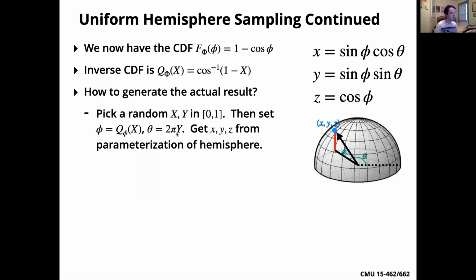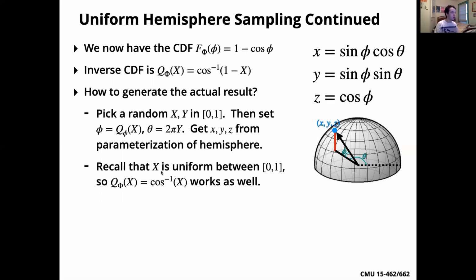And then it's almost exactly the same as the last example, really. We set theta equal to 2 pi times y, the other variable, because we can uniformly distribute this around. And then we get xyz from the parameterization of the hemisphere, from these guys up here. So we have these values, so we can just compute xyz from our parameterization. Also recall that x is between 0 and 1 anyway, so the inverse CDF is just 1 minus x. 1 minus a uniformly random variable between 0 and 1 is basically the same as just saying x. The probability of every number is still the same. So we could also just write the quantile function as cosine inverse of x.